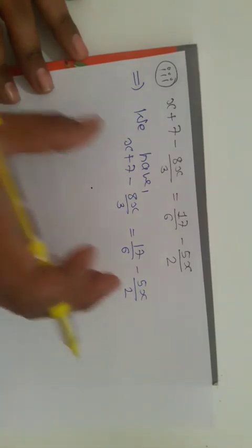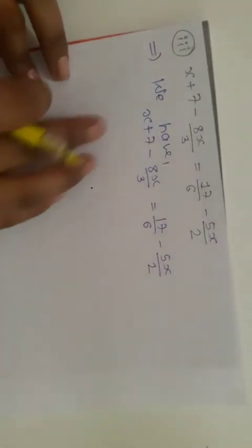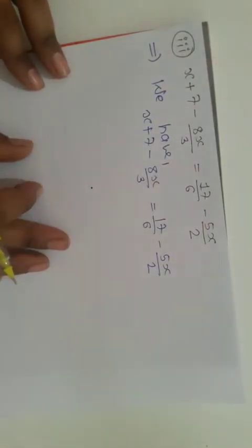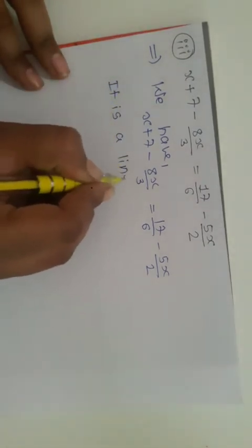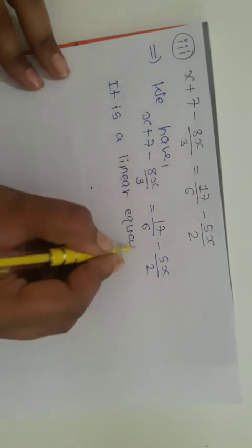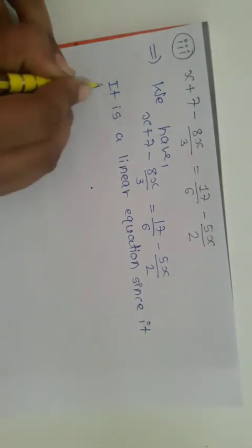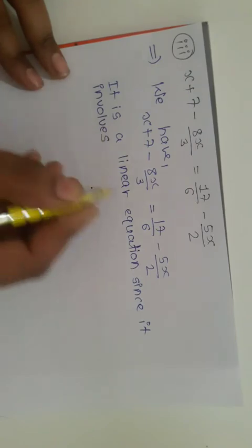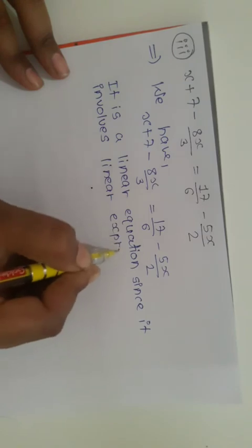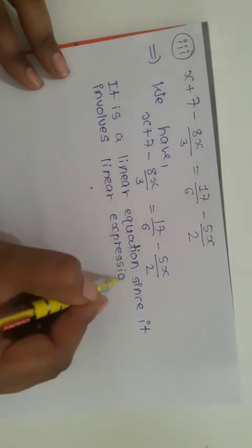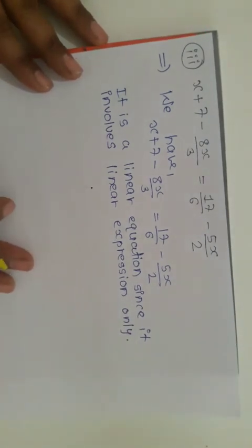Now what is our next step? See here, the given equation is a linear equation. Obviously it is a linear equation, so write down first: it is a linear equation since it involves linear expressions only. It involves linear expressions, so the given equation is a linear equation.